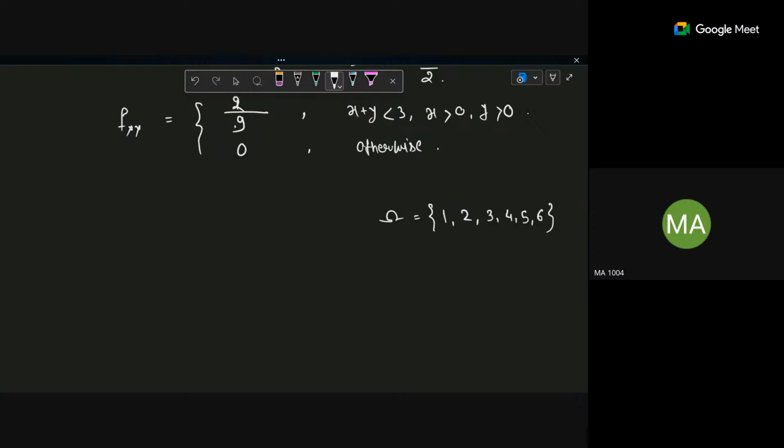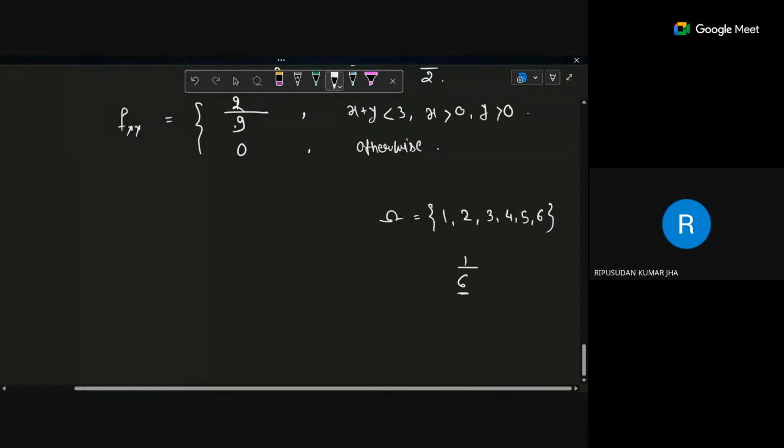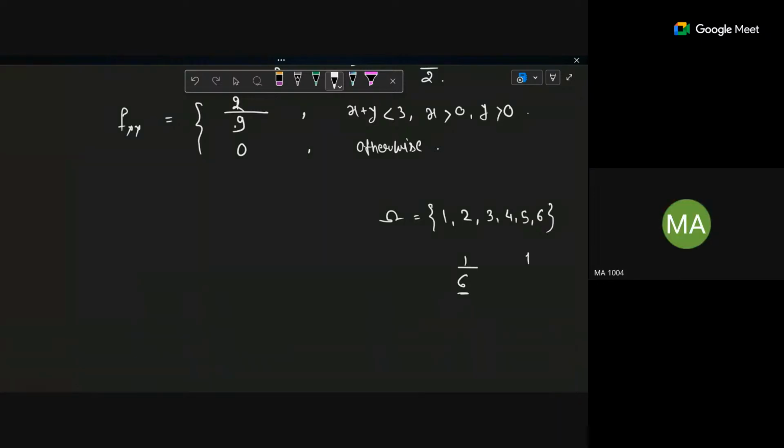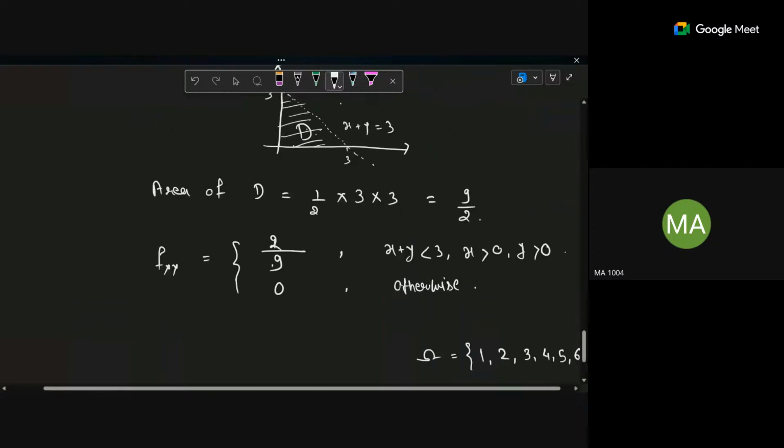Then in that case, if you want to calculate the probability of getting any single number out of this, how will you do that? 1 by 6. What is 6? Number of points, right? Favorable outcome on total outcomes. You are choosing 1 point out of all possible outcomes. So how many possible outcomes are there? 6. So a similar thing we are using here.